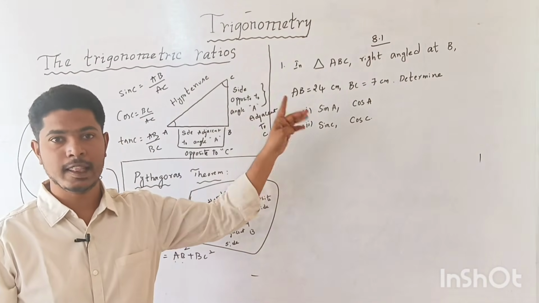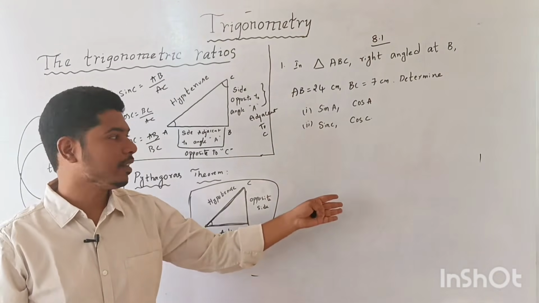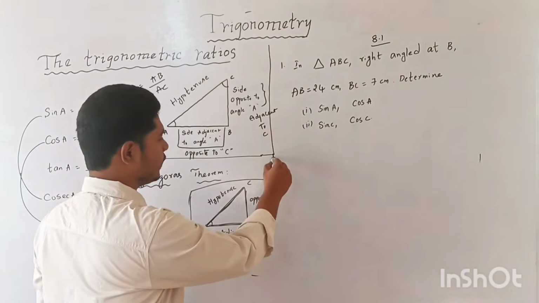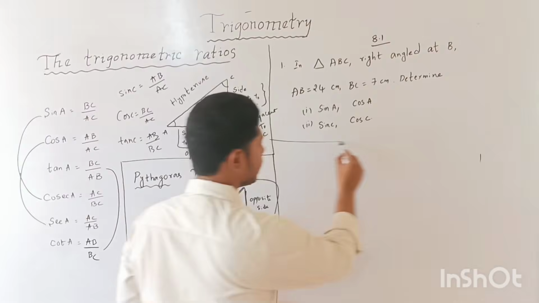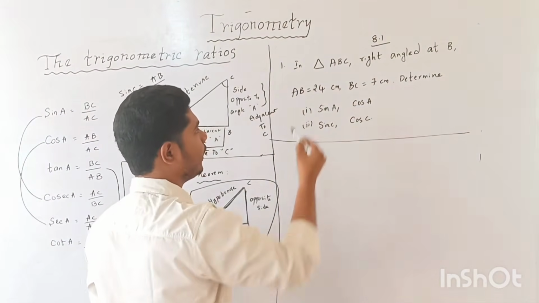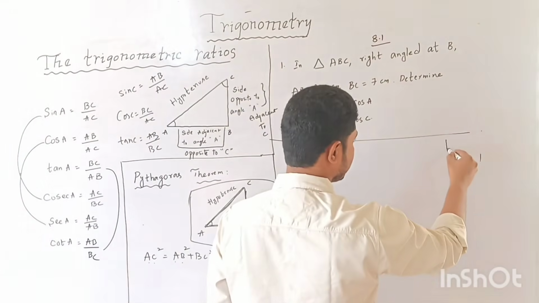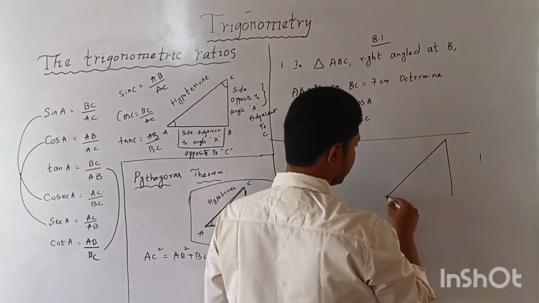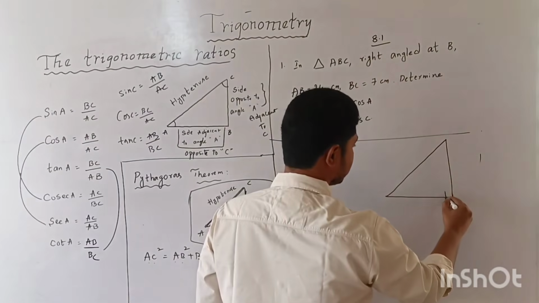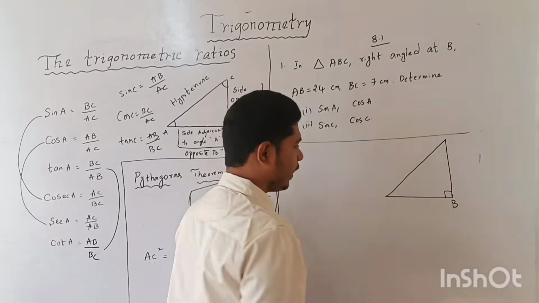This is the first question in the 8.1 exercise. We are going to solve all the questions in 8.1 with the help of these trigonometric ratios and the Pythagoras theorem. Now they have given a triangle ABC, it is a right angle triangle, with the right angle at B. This is B, here it is 90 degrees.